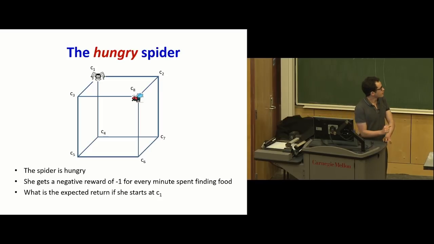Slightly different example. We're going to call that the hungry spider. Now you don't have infinite patience. We're keeping the discount factor at 1, but this time we're assuming that every time the spider doesn't eat, it gets a negative reward of -1. Then, if you start at C1, what's the expected return?